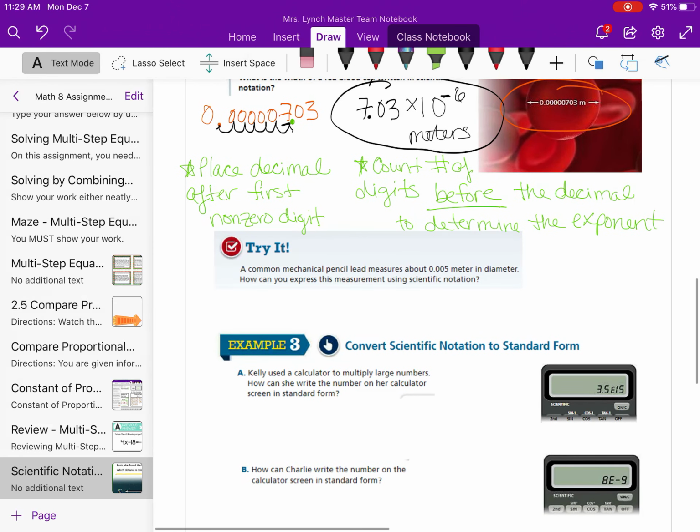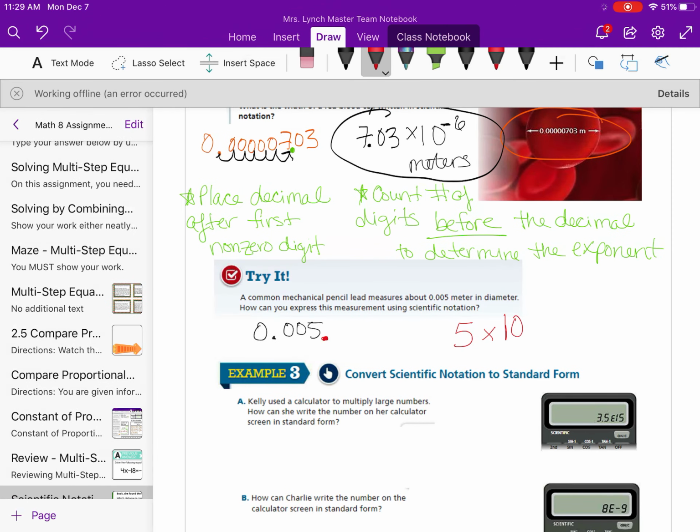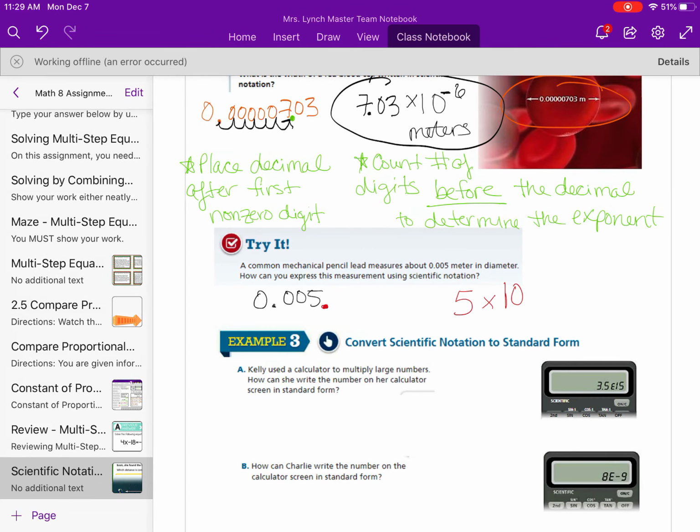Okay, so let's try it again with the try it problem. A common mechanical pencil lead measures about, and I'm sure you guys have seen this before, 0.005 meters in diameter. How can you express this using scientific notation? So again, you need to put the decimal after the very first non-zero number. So in this case, it's after the 5. Now notice that there's no numbers that come after the 5. That's perfectly fine. That just means when you go to set up your scientific notation, it's just going to be the number 5. And then times 10, and we need to count.